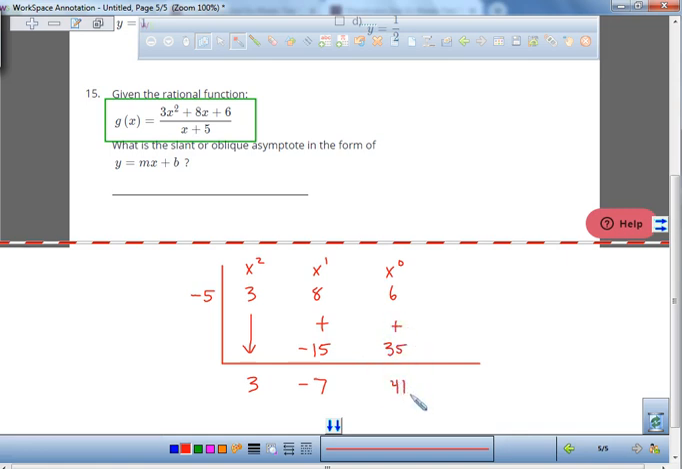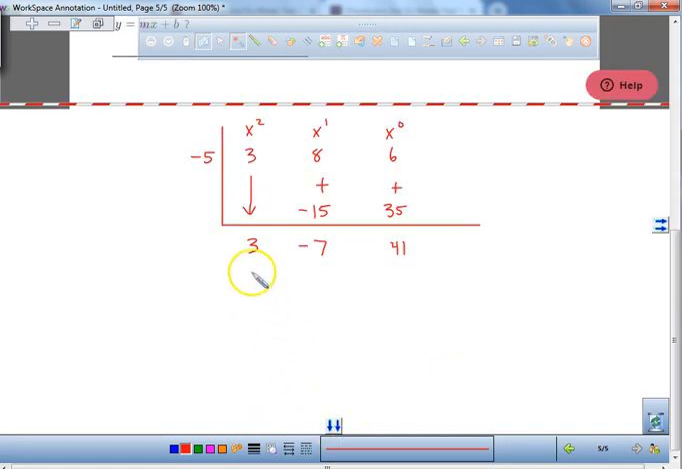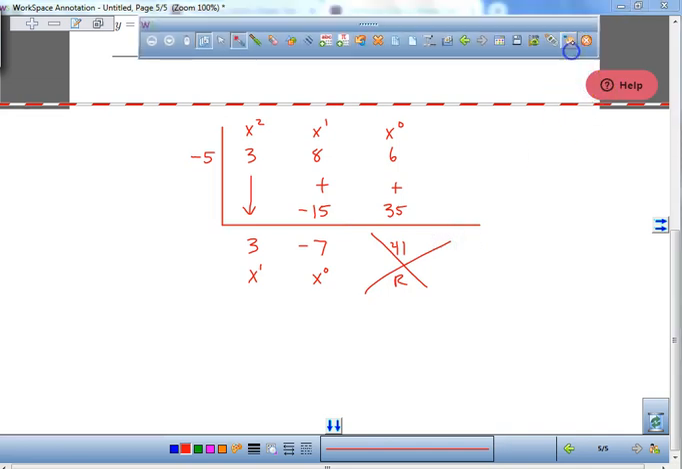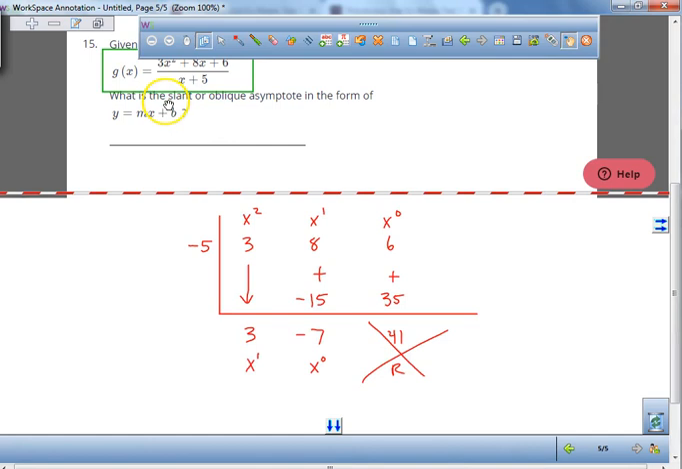But here's what I want you to understand. When you are looking for a slant or oblique asymptote, this is your x to the power of 1. This is your x to the power of 0. This is your remainder. You don't have to worry about your remainder when you're trying to find a slanted asymptote.